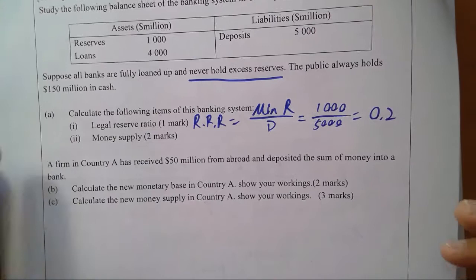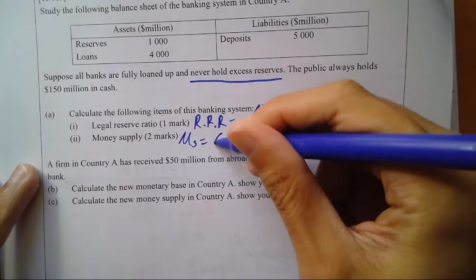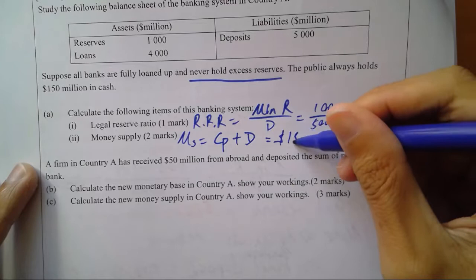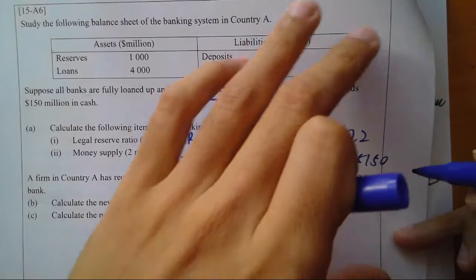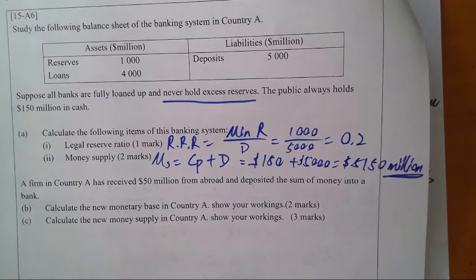Now, and then money supply. Again, money supply equals to CP plus deposit, right? CP, 1500 plus deposit, 5000. And that would give us 5150 million. Million, yes. Now, don't leave out the million, okay? Or else you get penalized. Don't leave out the million. Okay? Now, part B.